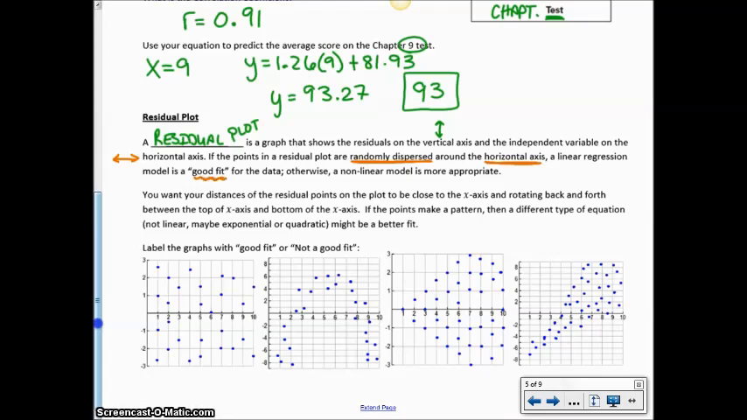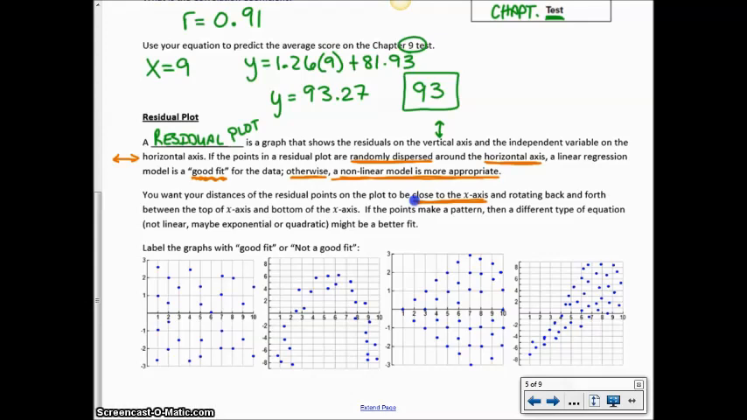That's what we call it, a good fit. If it's random, if it's kind of the same on the top and on the bottom, then it's a good fit. Otherwise, a nonlinear model is more appropriate. So you want the distance from the residual points on the plot to be close to the x-axis, as close as possible, rotating back and forth between the top and the bottom. It doesn't have to be exactly one up, one down, one up, one down, but it does need to have about the same amount above as below.